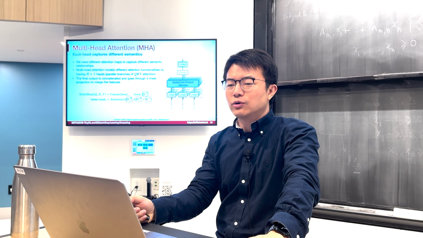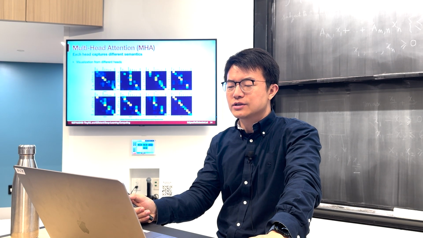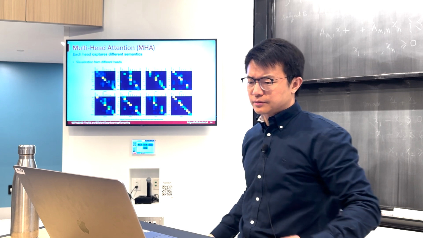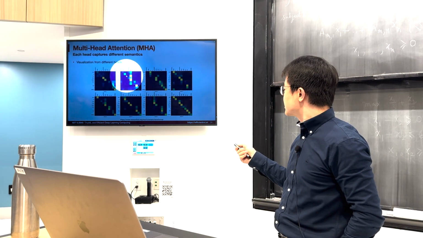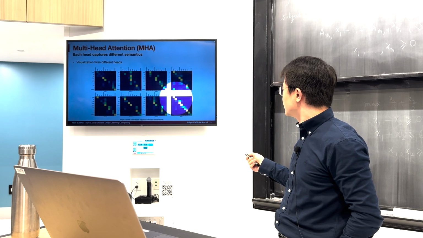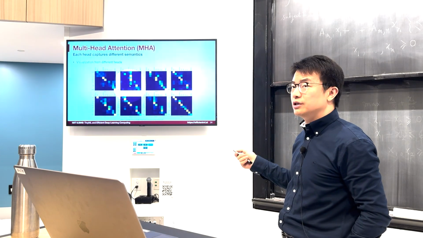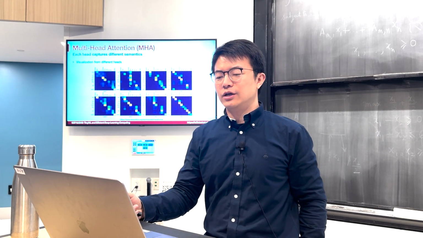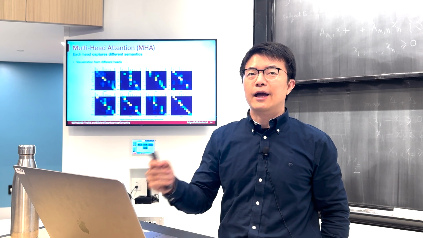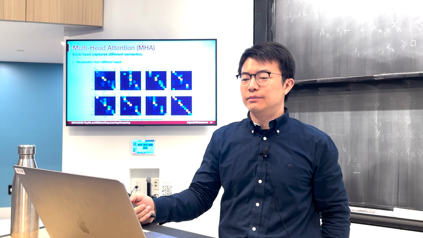Why do we need multiple heads? This is the visualization of different heads. We can see each head captures very different semantics. Some of them are just diagonal. Some of them have some vertical information captured. So different heads are capturing the different subtle relationships between different tokens, adding capacity to the model.